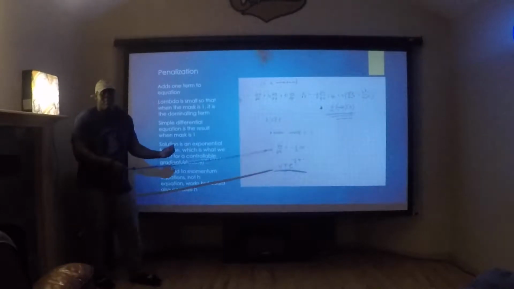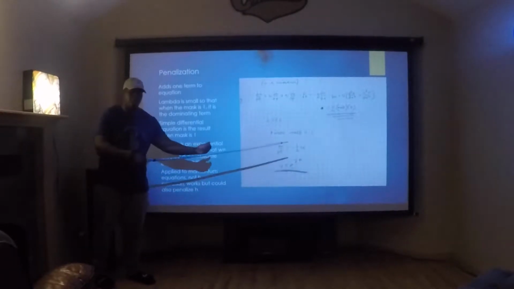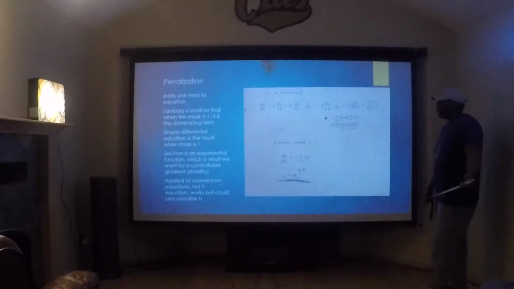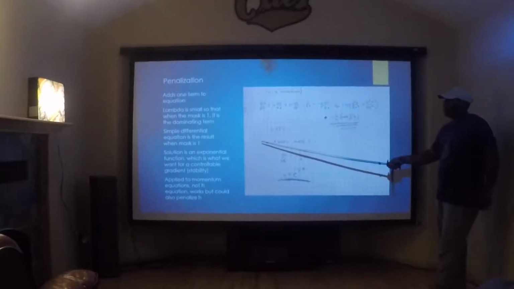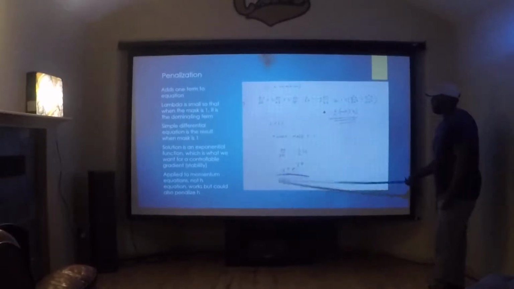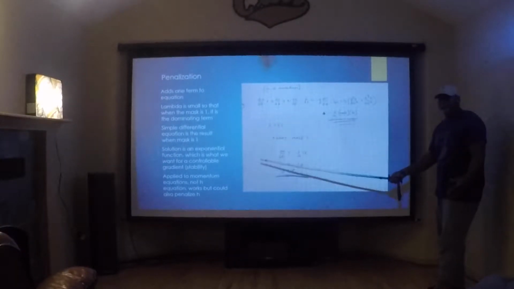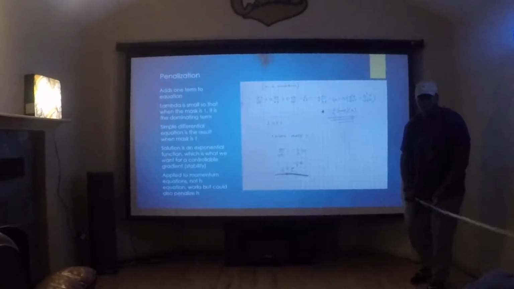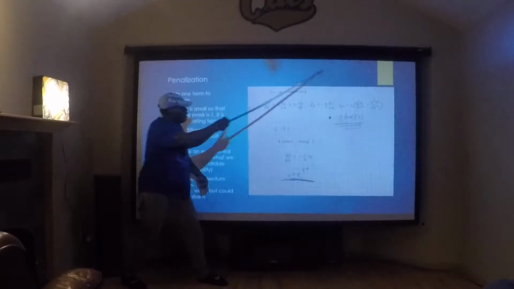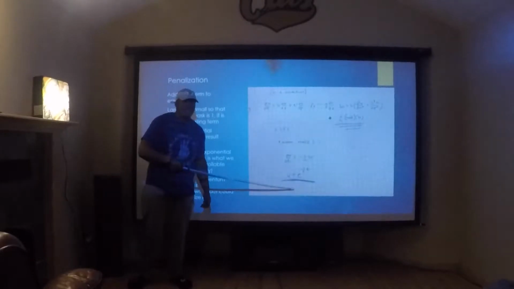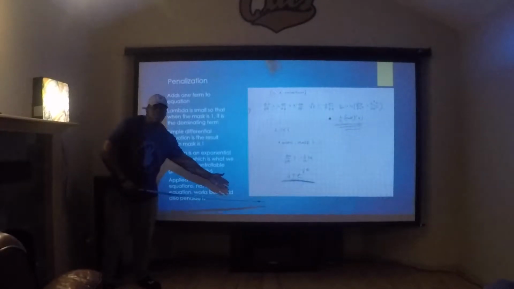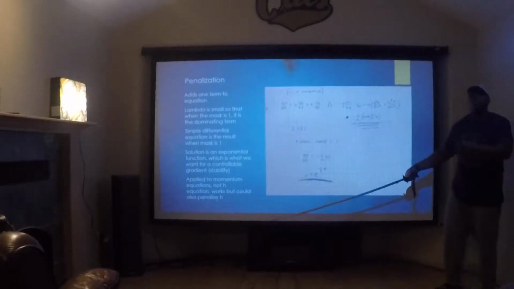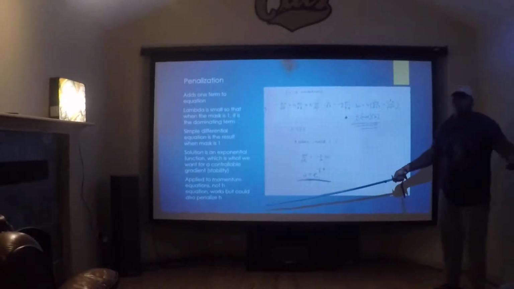So now that we have our mask, we can add a term to the equation, specifically the momentum equation. The term is 1 over lambda times the mask times the velocity. If you have a very small lambda, due to the rest of it being significantly smaller than the mask term, the solution of this equation is an exponential function. We want this for a controllable gradient so we can control our stability.